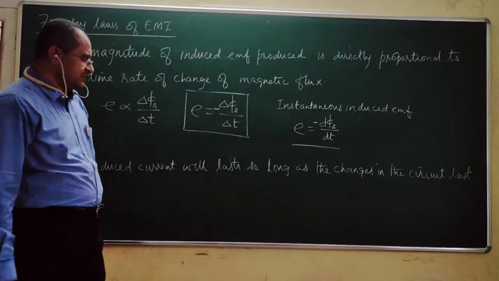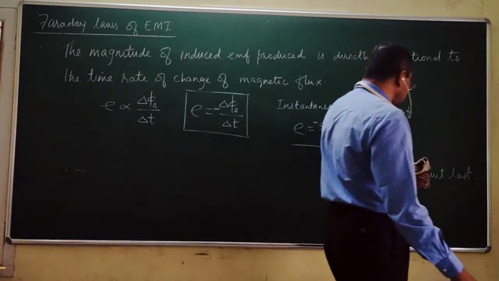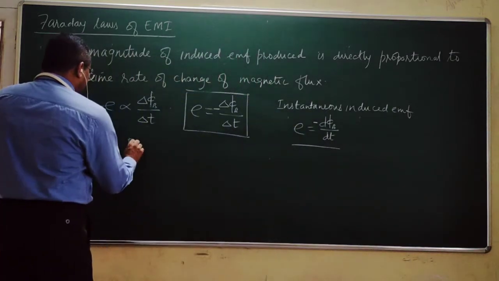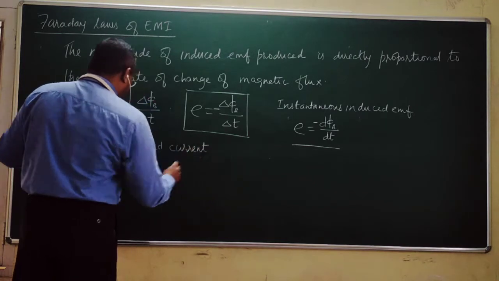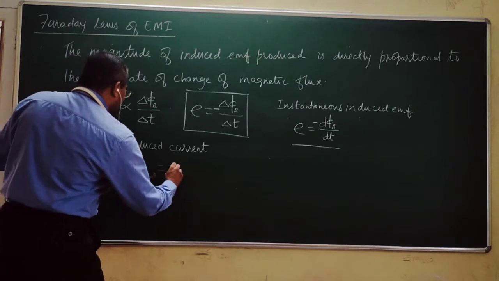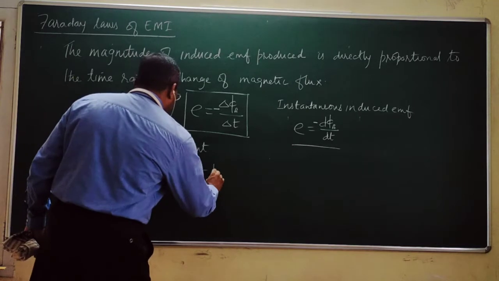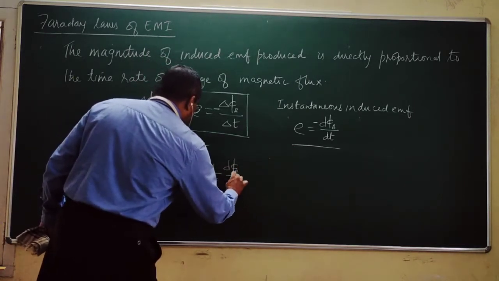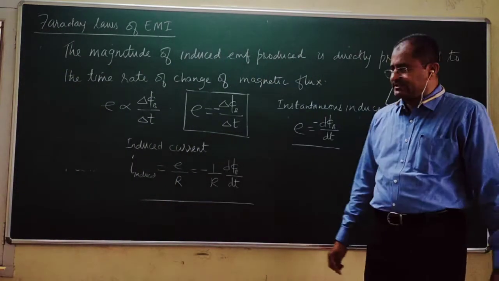Having seen what is induced EMF, we can also see what is the induced current. Then I will say induced current can be written as I induced is equal to E upon R. Therefore, minus 1 upon R d phi B by dt. This will give you the induced current.